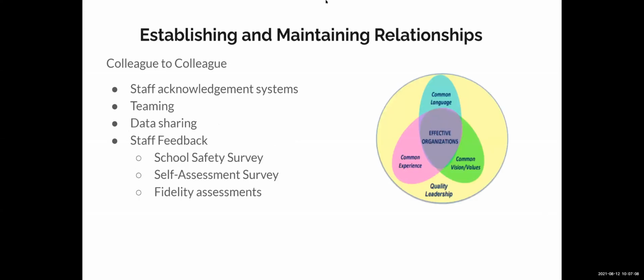So thinking about PBIS and the PBIS structure, one of the frameworks that we think about when we talk about effective organizations is that we want to develop an organization that has a common language, a common experience, and a common vision and values. And this is something that should be shared between staff, with families, and with students. And we're seeing that what helps support all of this is quality leadership. This might be quality leadership through a building principal. It could be quality leadership through your PBIS team or your MTSS team.